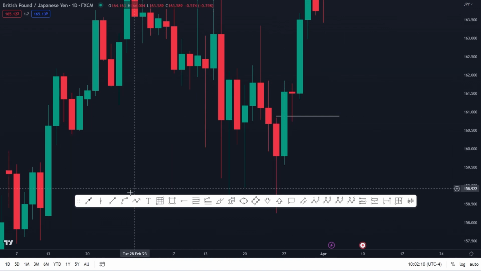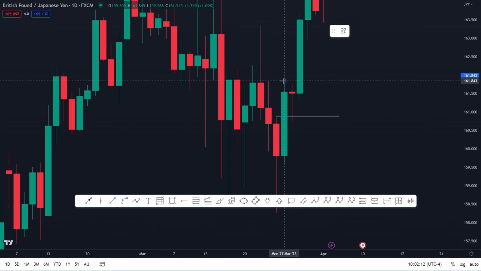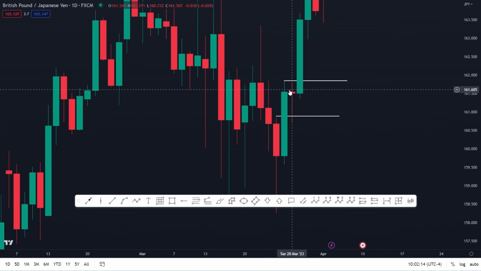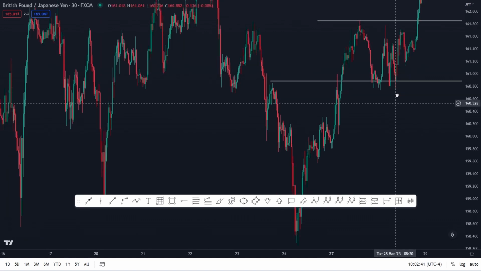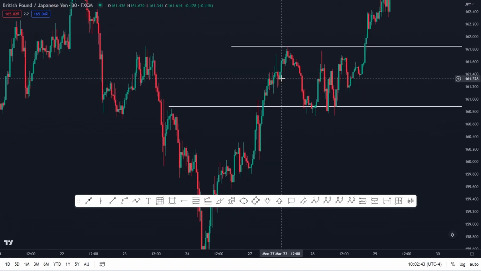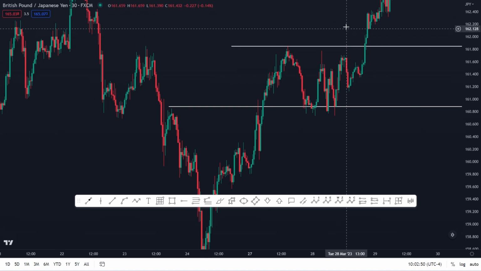But if we move on again to the lower time frame of this candlestick here, you will see that the market didn't break to the upside. The market is still consolidating at this area. Because we are on the daily time frame, let's move on to maybe 30 minutes and see what happened here. As you can see, the market broke to the upside and still consolidated here, because there was no shift in market structure here.